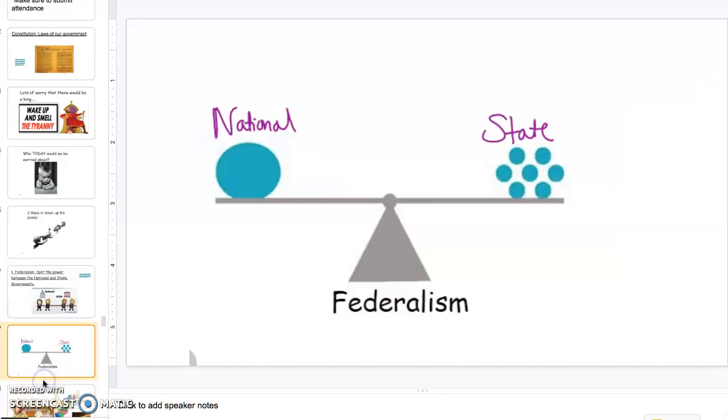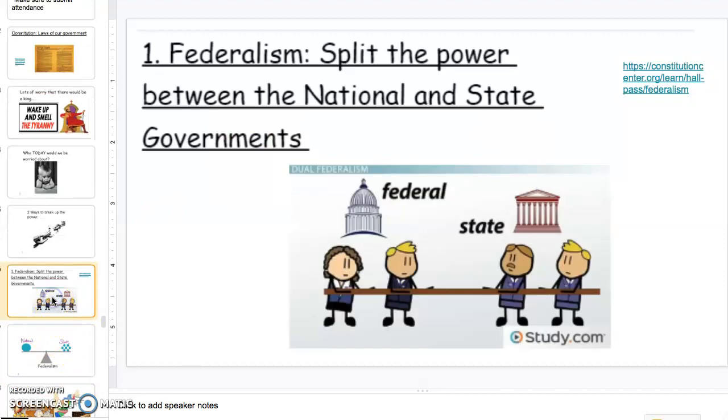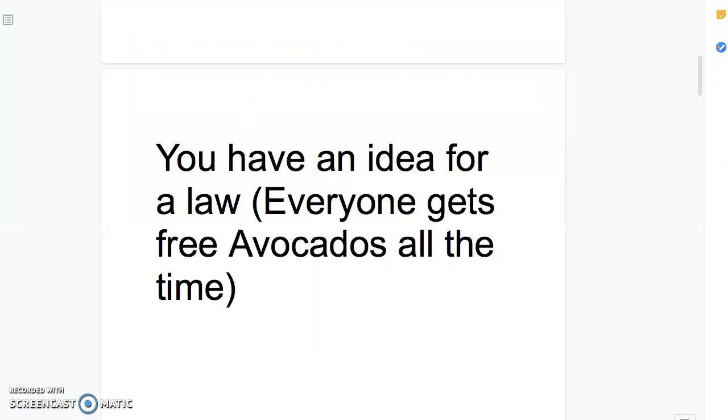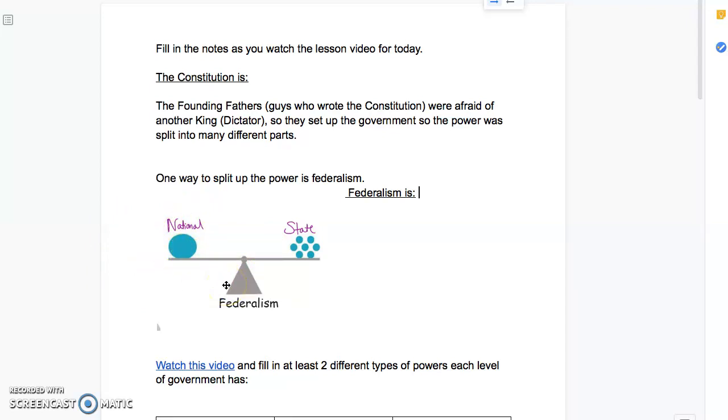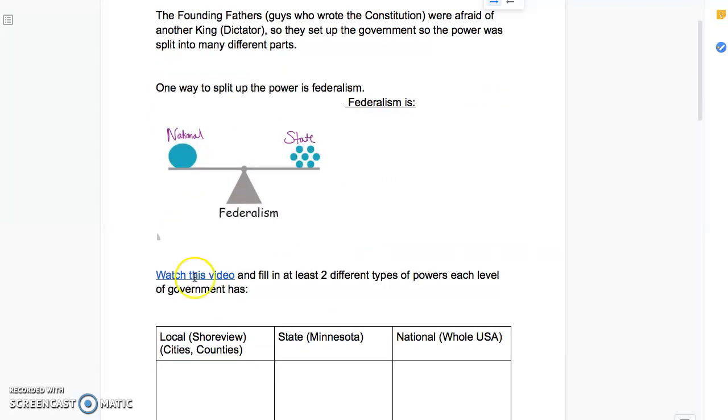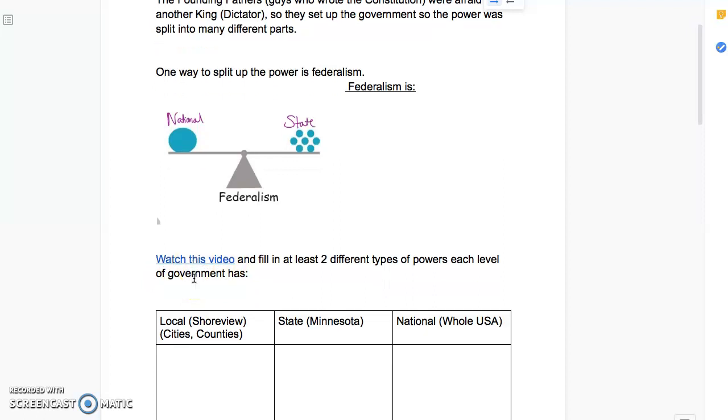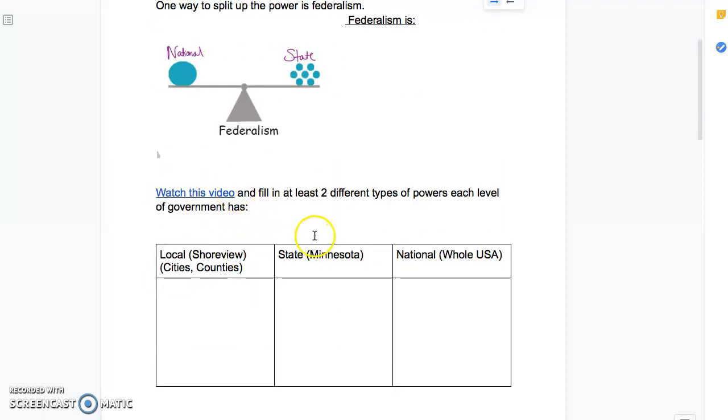And you see that picture of federalism. Again, feel free to pause the video if you need to stop and get that definition. So we have a balance between national and state power. They were really afraid of the national government becoming like a dictator again, and so they decided to split it. Now you're going to watch this video from the Constitution Center about the different types of powers in federalism.